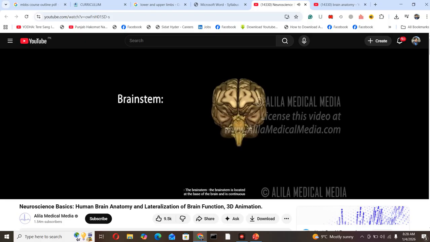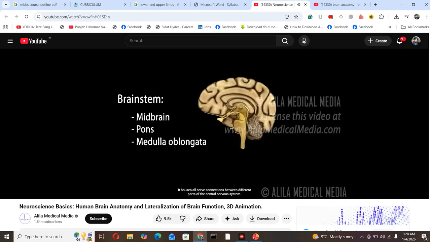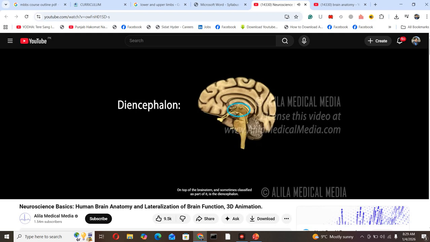The brainstem. The brainstem is located at the base of the brain and is continuous to the spinal cord. It houses all nerve connections between different parts of the central nervous system. The brainstem provides innervation to the head and neck via cranial nerves. It also contains nuclei associated with important body functions such as regulation of blood pressure, respiration, swallowing, bladder control, sleep cycle, amongst others. On top of the brainstem, and sometimes classified as part of it, is the diencephalon.